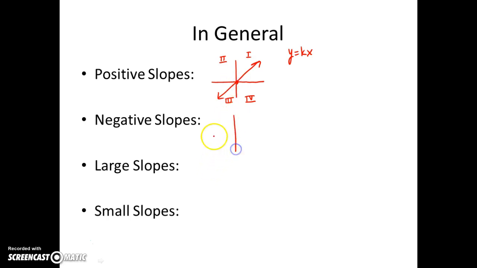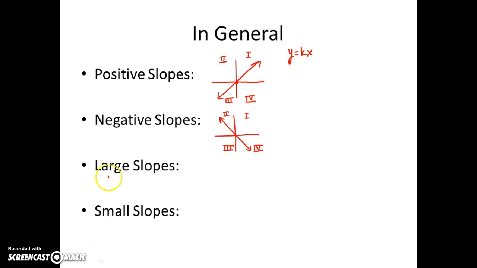If it had a negative slope, it would switch directions. It would go this way. And in this situation, if we're talking about y equals kx, so again, assuming it goes through 0, 0, then that line would always hit quadrants 2 and 4.